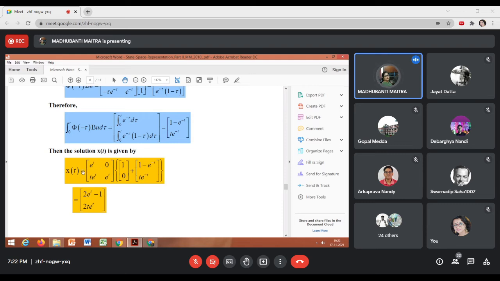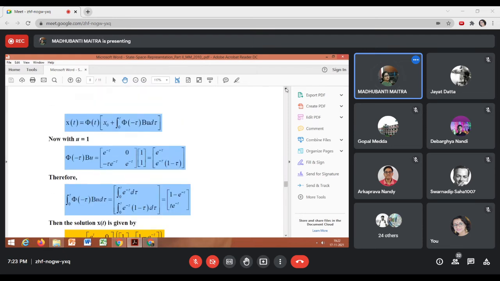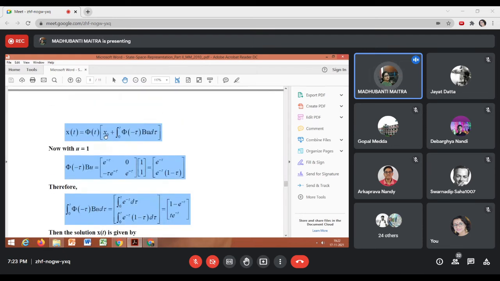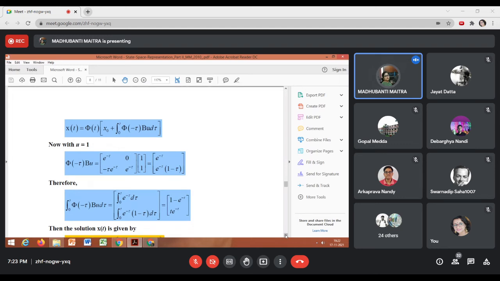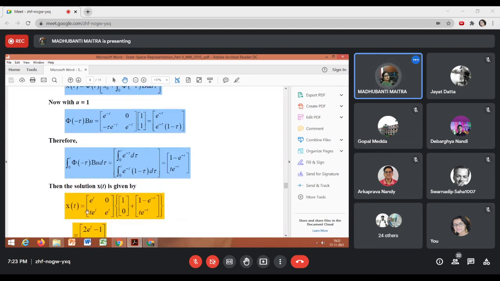So x(t) will be e to the power At into, look at this equation, x0 plus this term. We have already evaluated this part. So e to the power At, phi(t), is known to us, that is e to the power t, 0, 0, e to the power t, e to the power t. So this is within the bracket.